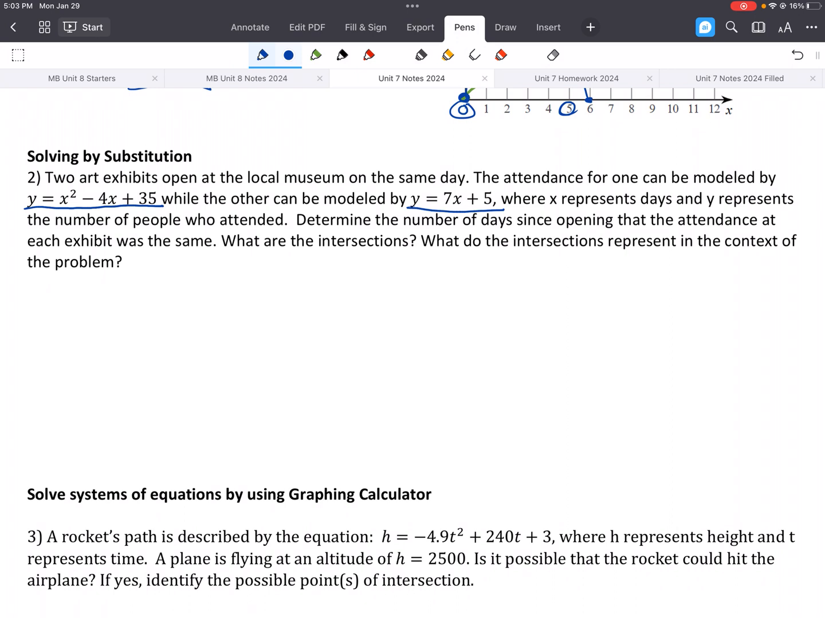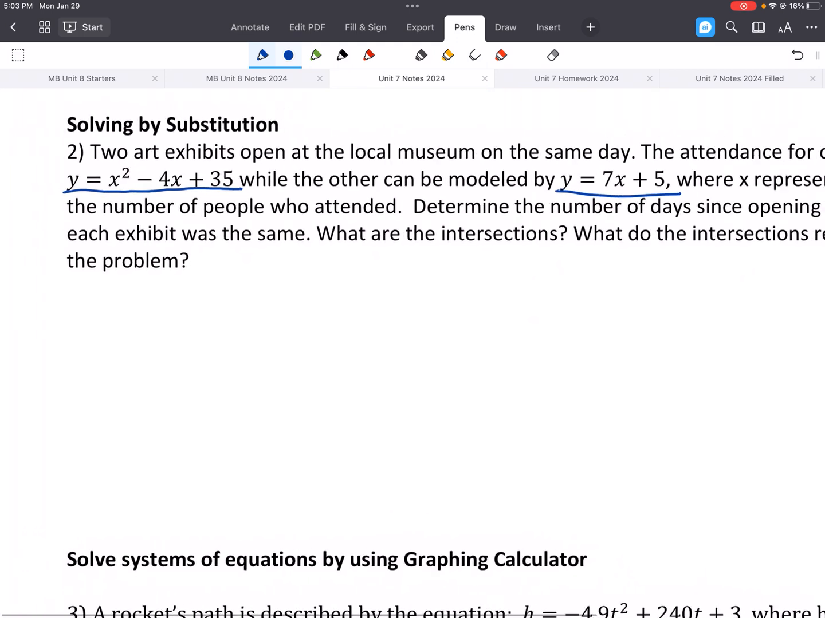So they want us to find the intersections. So what are the intersections, and what do the intersections represent in the context of the problem? Okay, so again, let's first solve the system. So again, we set them equal to each other. Again, if you need to, you can go to 7.1 if you need extra examples of that. So 7x plus 5, we want it to be equal to x squared minus 4x plus 35.